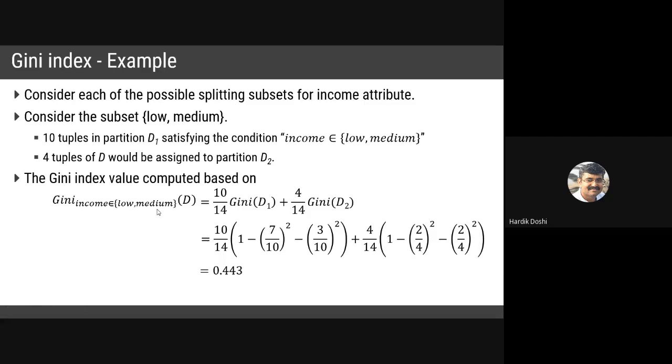Income belongs to high. So out of 14, 4 will be for high and the rest will be for low medium. So income belongs to low medium. Sorry, Gini for income belongs to low medium will be equal to Gini for income belongs to high. So these two values will be equal. Just check it out. Only the values will be interchanging. That's it, nothing else.